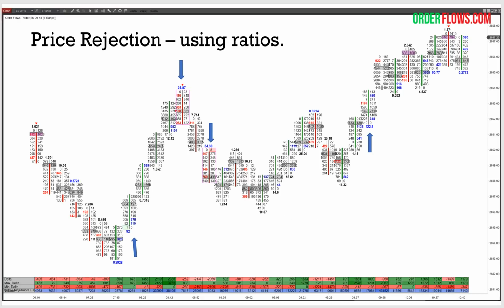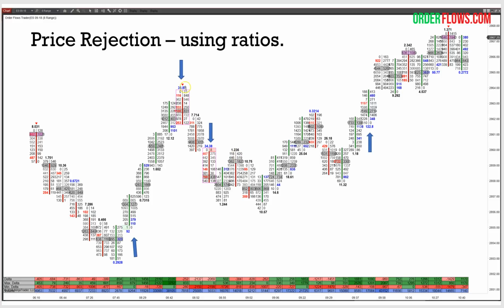So there's different types of ratios. There's a big number ratio and there's a small number ratio, and each one has a different meaning. They're either going to be blue or black. Black ratios appear above the red candle or below a green candle. It's just your normal order flow. There's nothing special about that bar in the order flow.